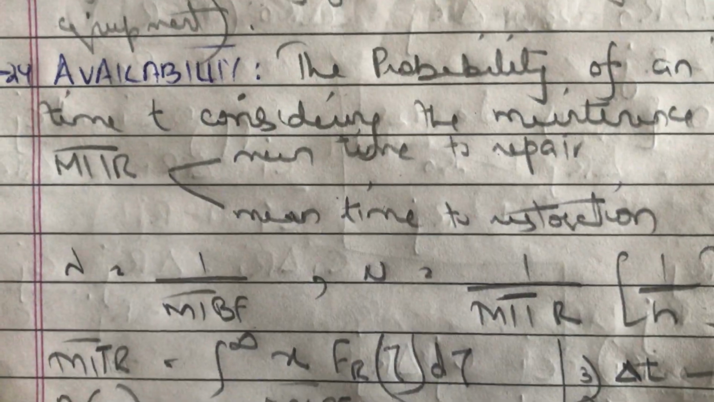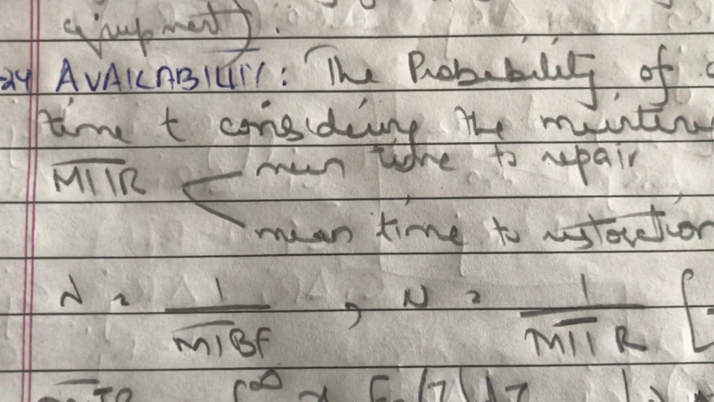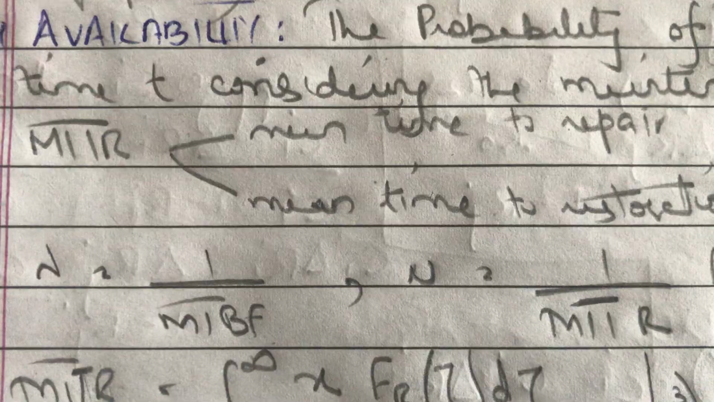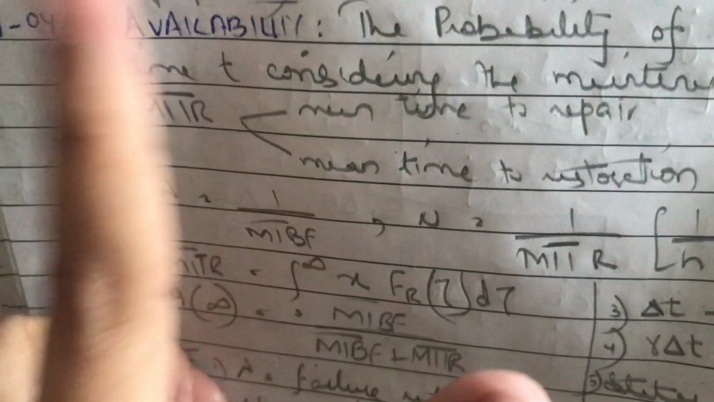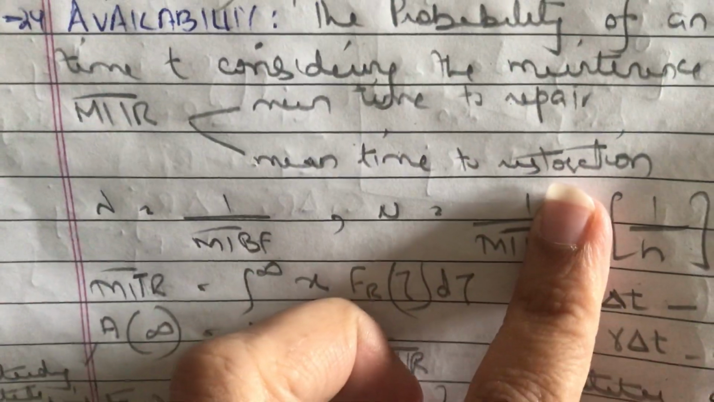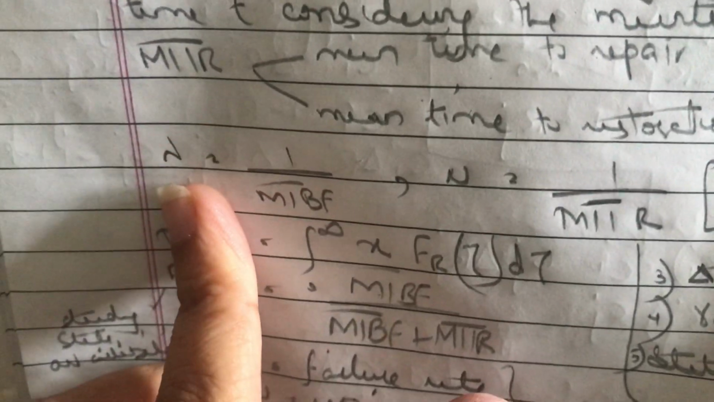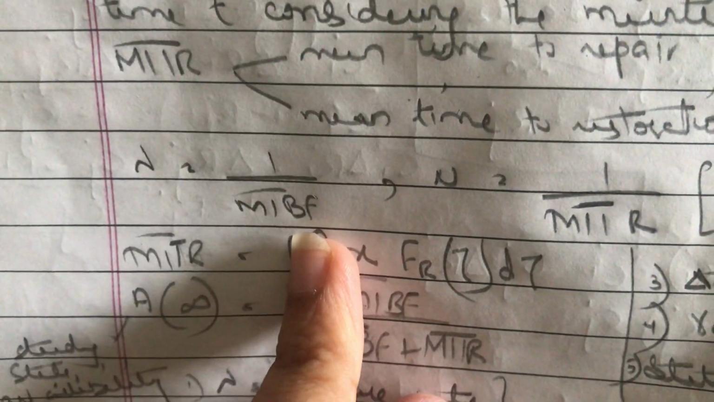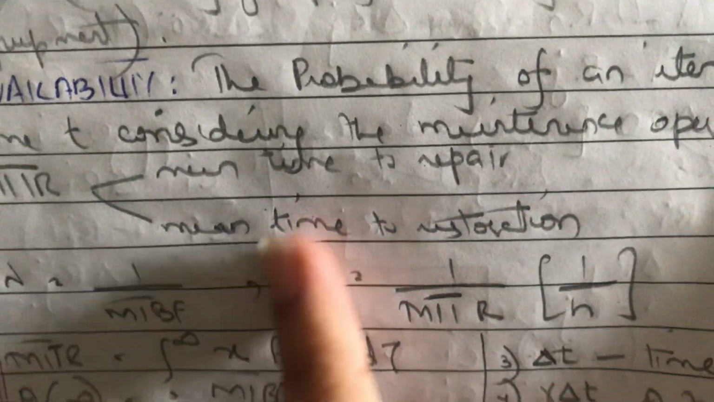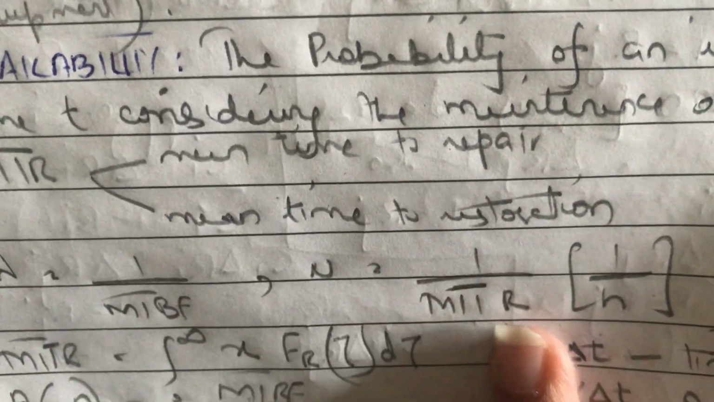In reliability we have MTTF or MTBF, mean time to failure or mean time between failures. But now in availability we have MTTR, that is mean time to repair or mean time to restoration. Here we have lambda. We know that lambda equals 1 over MTBF, where MTBF equals 1 over lambda, and the new thing that is added, we have mu, that has a formula of 1 over MTTR.